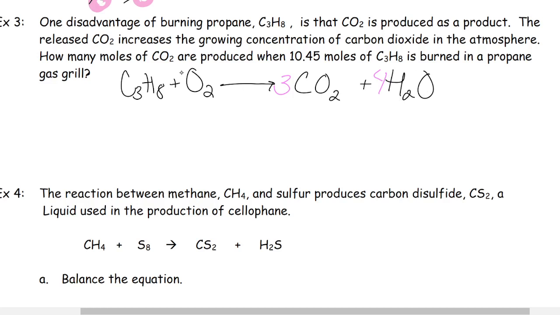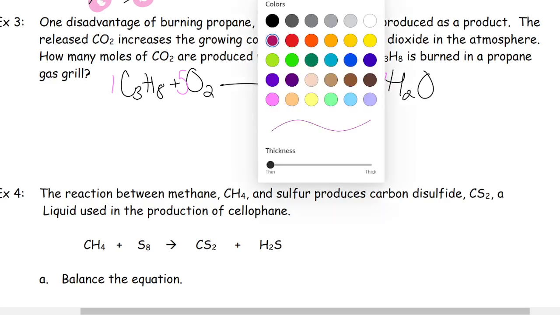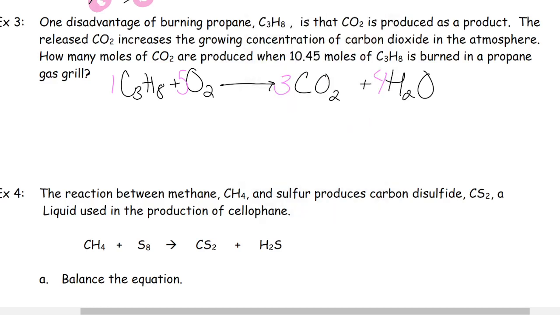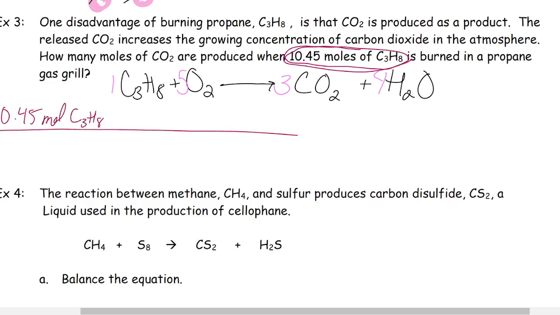So I just need a coefficient of what right here? Perfect. And then this coefficient would be a 1. You don't necessarily have to write that yourself, but you should know that it's a 1 if you were ever to use it as a mole ratio. Then the question is asking us, if I start with 10.45 moles of C3H8, I'm going to put that, 10.45, right there.